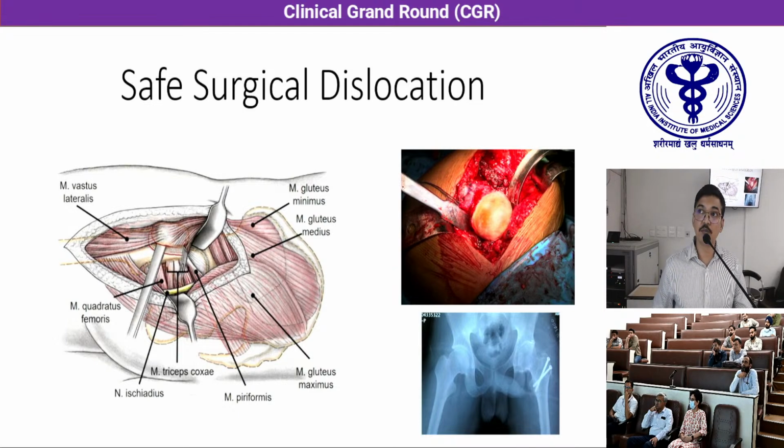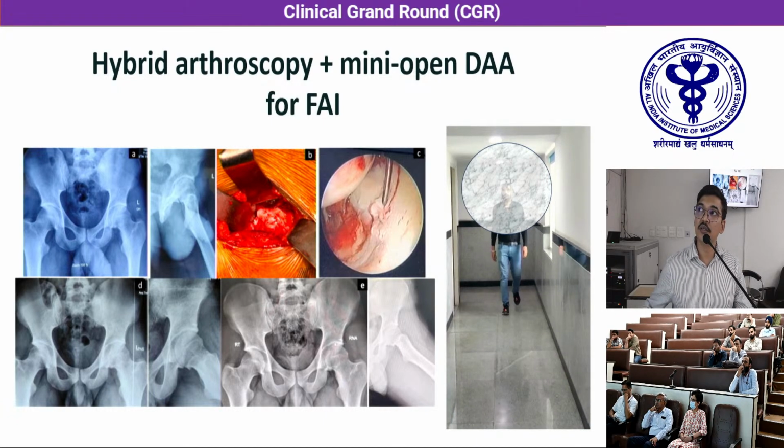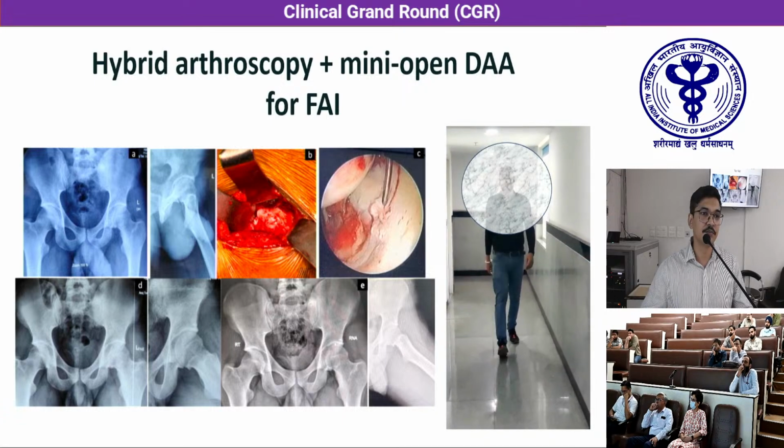So we extended this approach for these patients and we call it a hybrid arthroscopy and mini open DA. We open up a very small window anteriorly. We directly, under the eye, address the bump which is on the femoral head, and the acetabulum is addressed by dry arthroscopy. And because there is no need for the trochanteric osteotomy, we expect earlier outcomes.